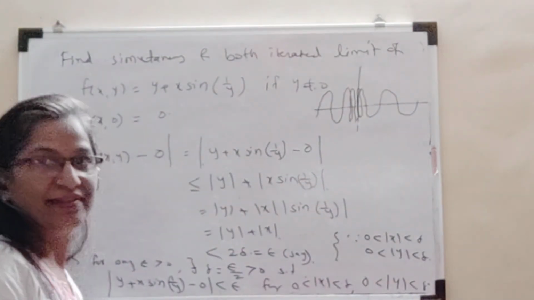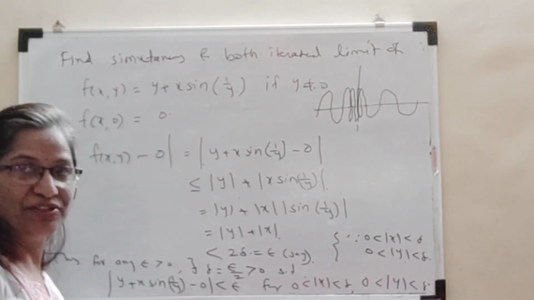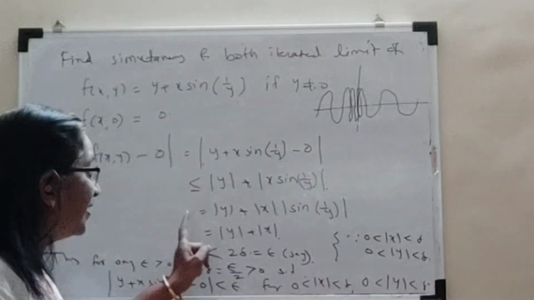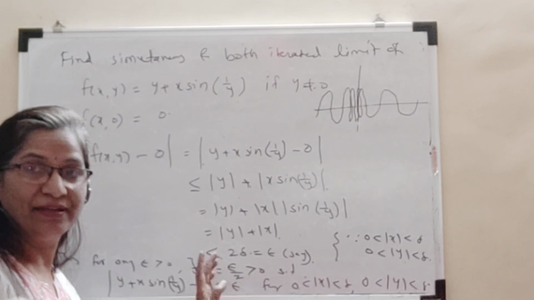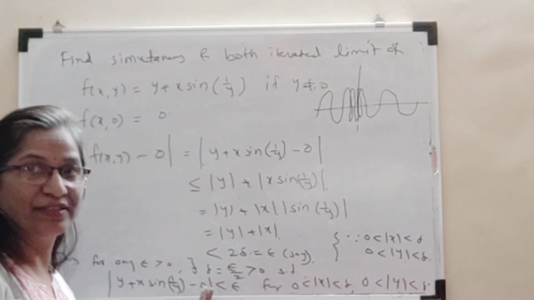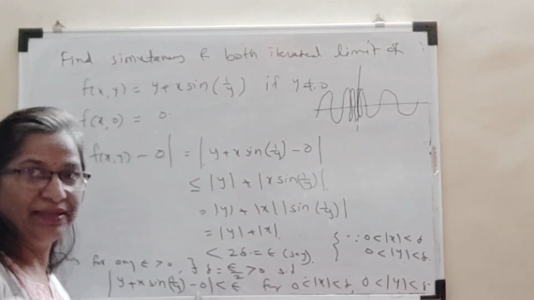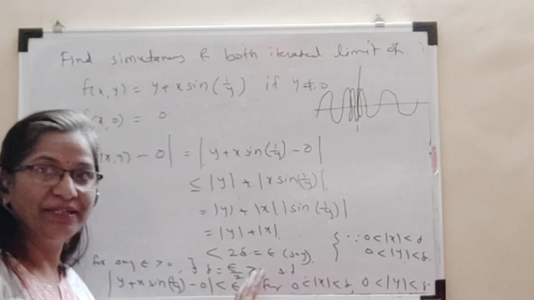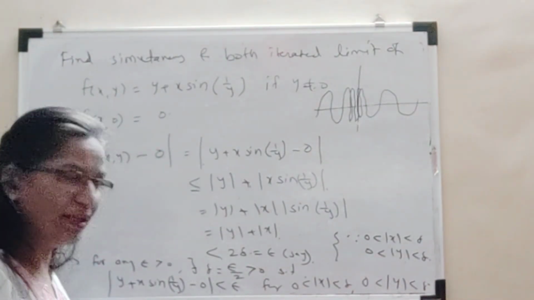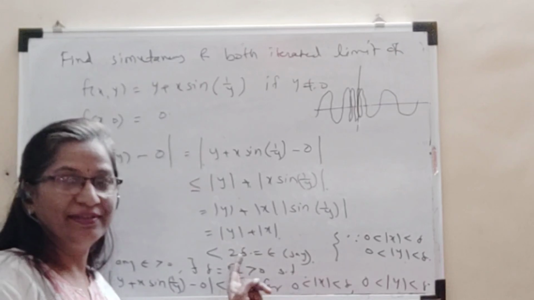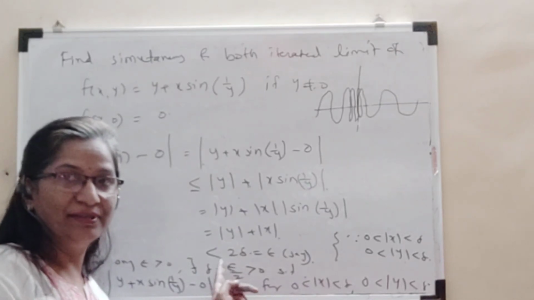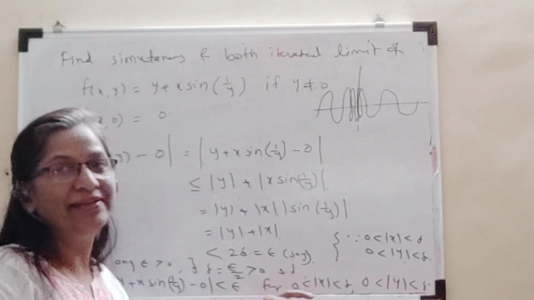Therefore, the simultaneous limit of this function exists. One of the iterated limits also exists, but the other iterated limit does not exist. So there is no relationship between the simultaneous limit and the iterated limit. But one fact is that the formula for the iterated limit can be used to find the simultaneous limit.